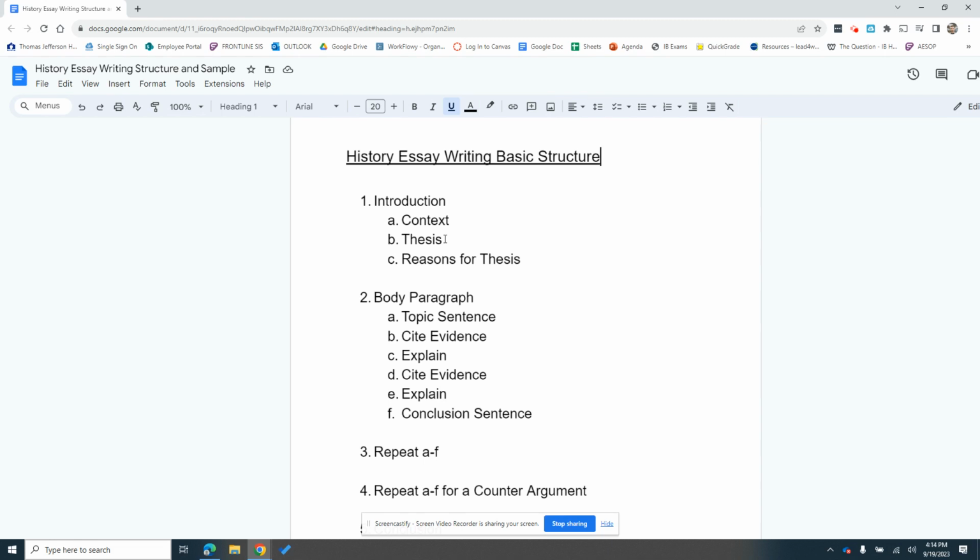Definitely 100% has to be a thesis, a direct response to the question being asked. What is your paper about? And then your reasons for the thesis. In other words, preview what the body paragraphs are going to be about. For the history essays, they really like to see the introduction set up the rest of the paper.